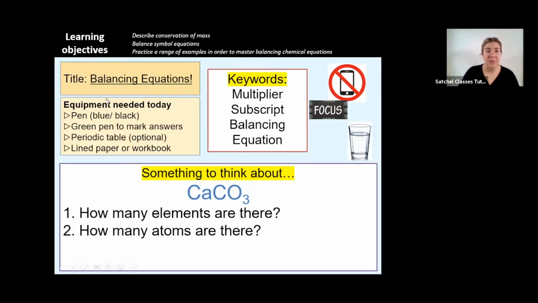So if you are writing this down, it's balancing equations. You can write down the keywords, and there is something for you to think about, just to start you off and to lead you into today's lesson. So have a look at this. Okay, so this is actually calcium carbonate. I want you to have a think about how many elements are there and how many atoms are there. Okay, there are two different questions, and it's really important that you understand the difference between these key terms. How many elements are there and how many atoms are there? I might help you by saying how many different elements are there. All right, so have a think, please, and be ready with your answer.